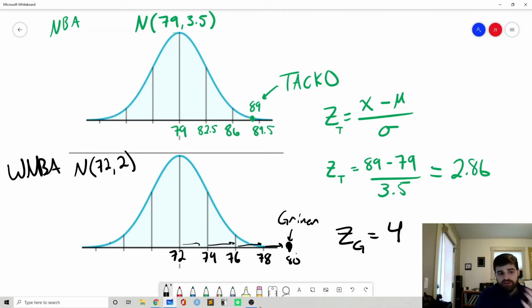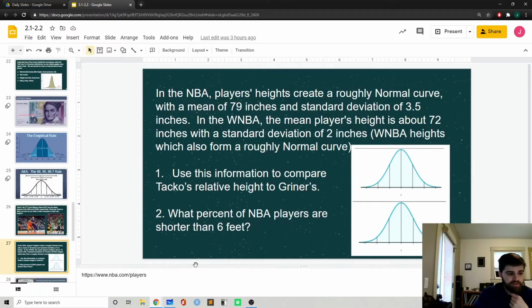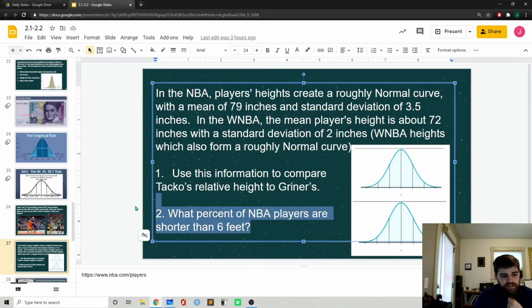Cool. So although Taco is much taller than Brittney Griner, relative to the rest of their respective leagues, Griner's height is more rare. Okay, so she has a z-score of 4 compared to Taco's 2.86. We can answer some more complicated questions, like what % of NBA players are shorter than 6 feet?